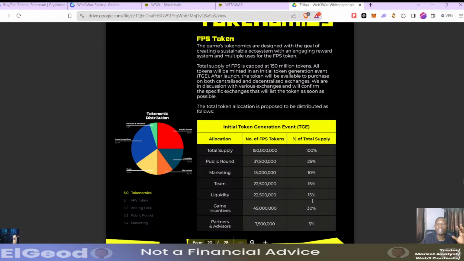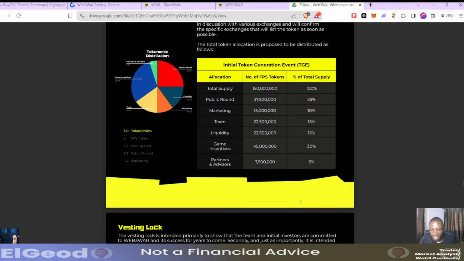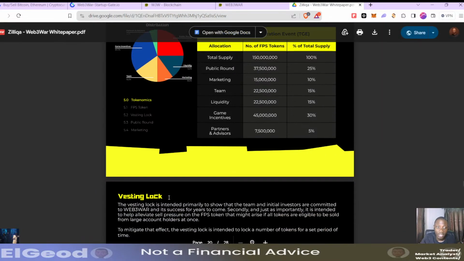That tells you that community takes the larger share, and that is very, very worthy of applauding. I don't know if that's incorrect, but it's really noteworthy, I tell you. Now, aside from that, what else? 5% is for partners and advisors. There's a lock-in investing period.